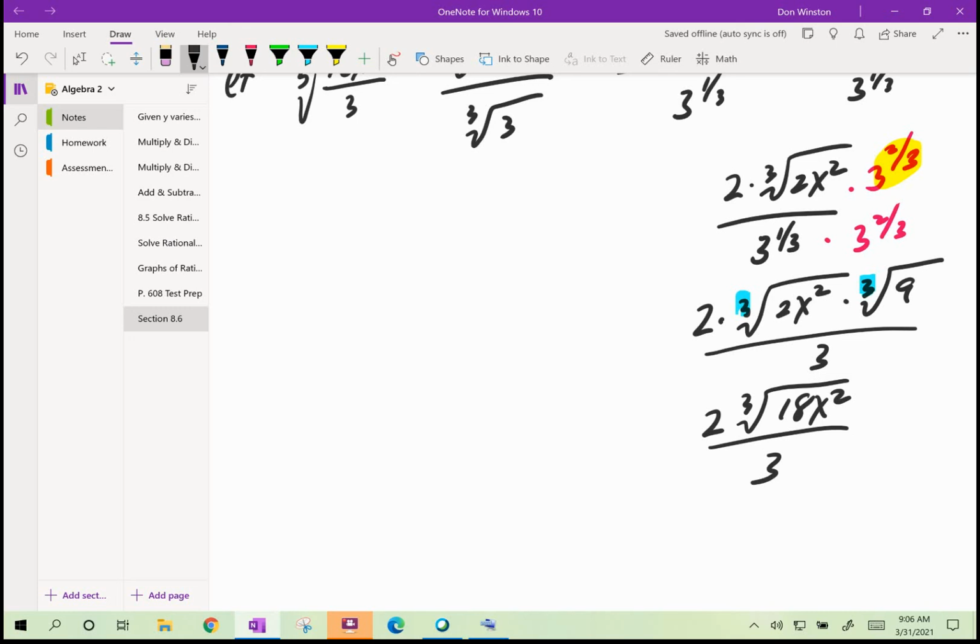Okay, so that's an introduction into working with rational exponents and radical expressions and being able to go back and forth between the two.